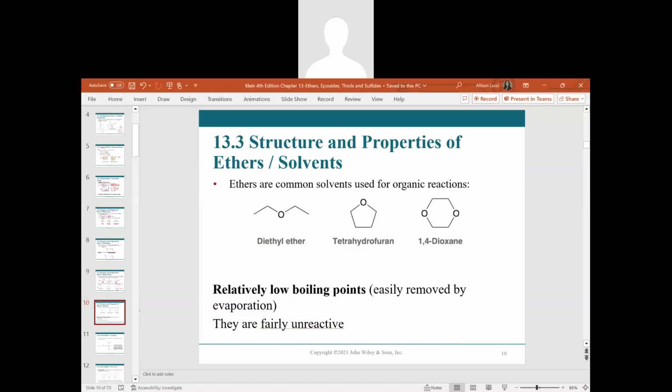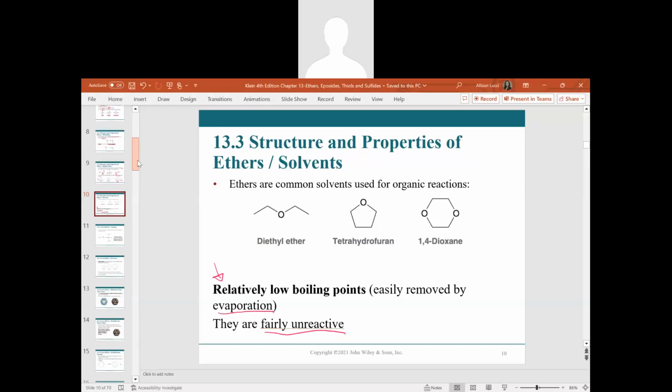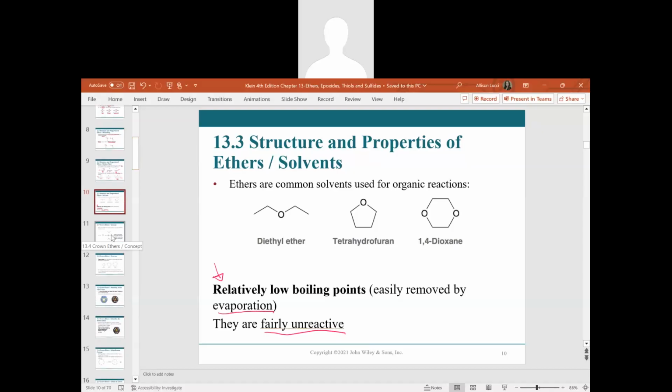So ethers are commonly used as solvents for organic reactions for a few reasons. They have relatively low boiling points, as we just saw. So we can perform a reaction and then easily remove the ether afterwards by evaporation. And also, even though they are polar compounds, they are fairly unreactive. So they can be used as solvents and then removed and not affect our results.